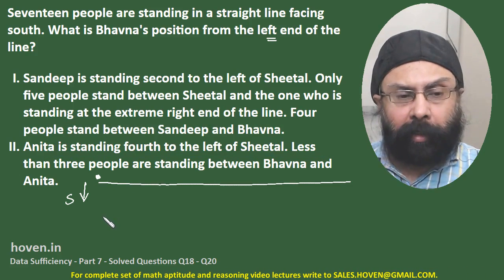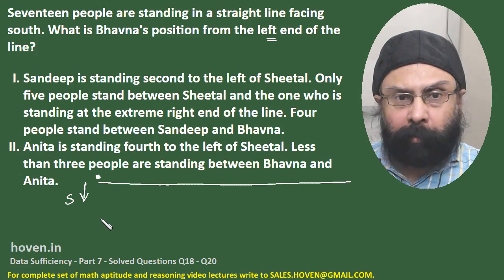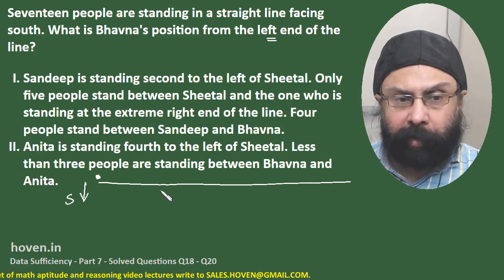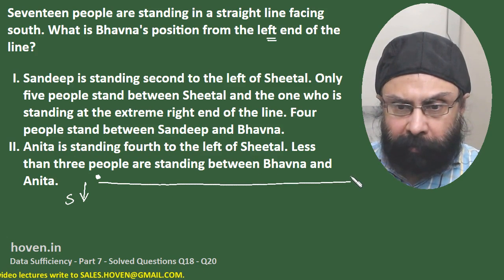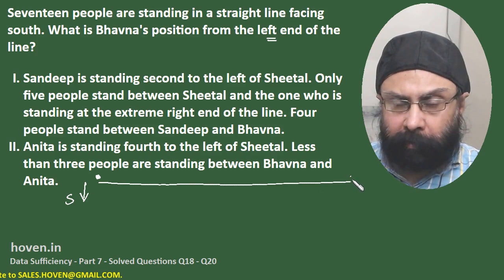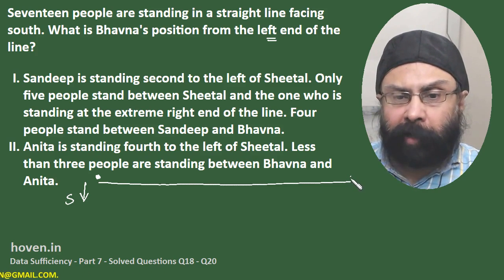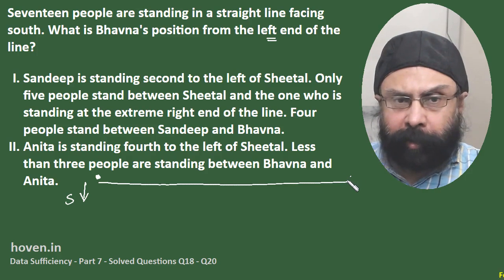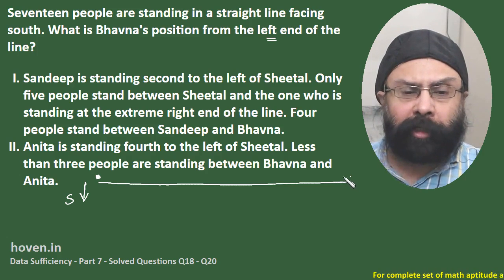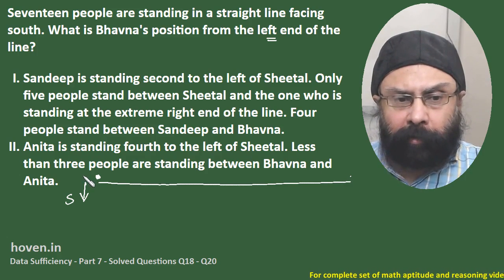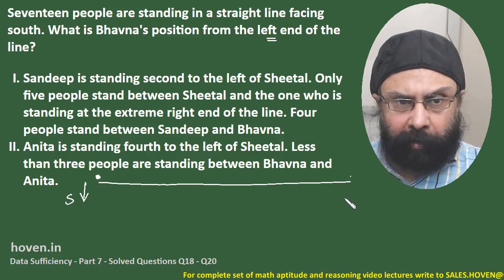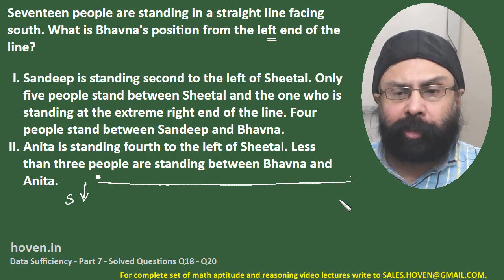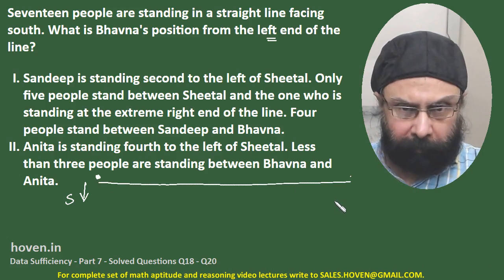Let us see. Now, don't get confused about this left or right. You see why I am telling you? Because suppose left means this side, then if you can find the position of Bhavna from this side, then the number of persons is already known to us, 17. We'll subtract and we'll obtain the position from this side. So this is not the issue here, whether left is here or left is there. It could be treated either way, but what we have to say is whether the position can be determined from one of the ends or not.